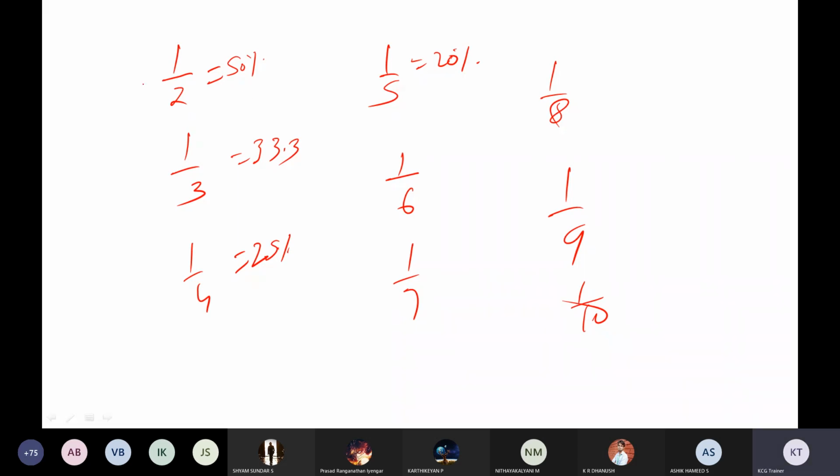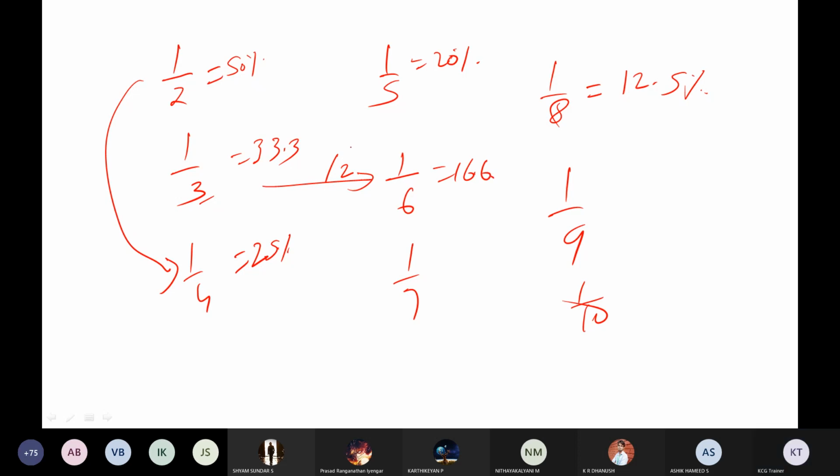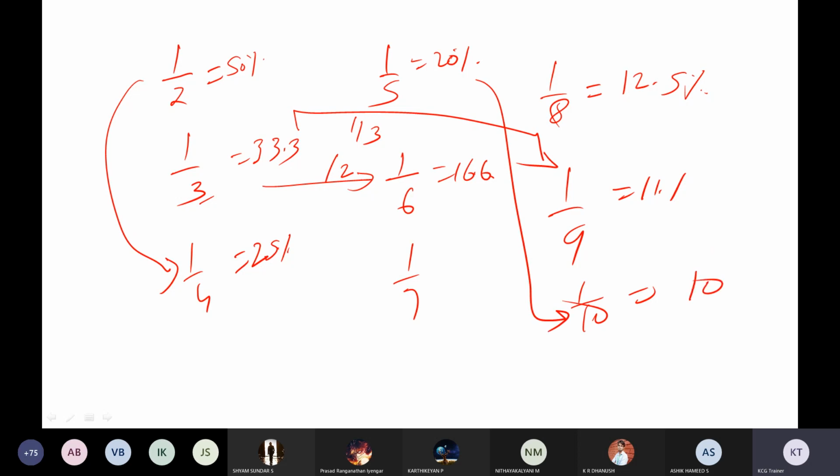1 by 2 is 50. Half of that is 1 by 4. That is 25. Half of 1 by 4 is 1 by 8, so half of 25 is 12.5. 1 by 3 half is 1 by 6, so 33.3 by 2 is 16.6. 1 by 3 divided by 3 is 1 by 9. That is 11.1. 1 by 10 is nothing but half of 1 by 5. That is 10.